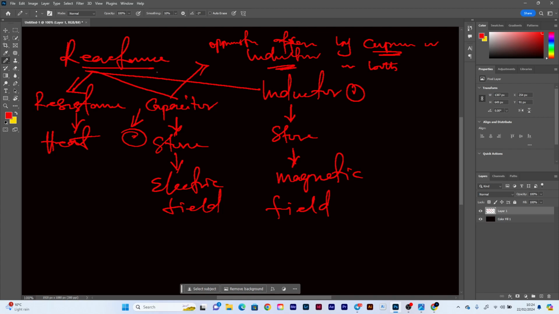So you can take this proper definition down now. Take down: reactance is defined.